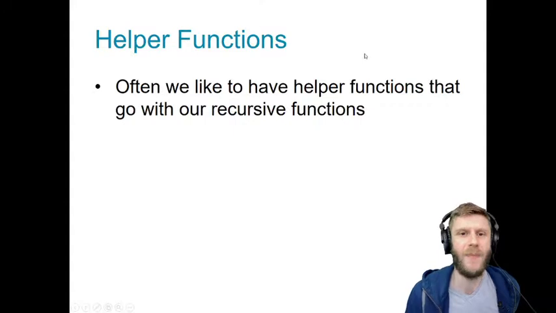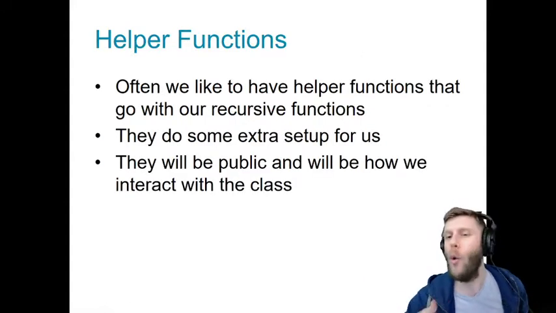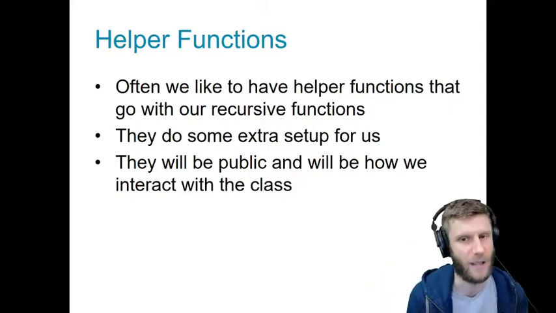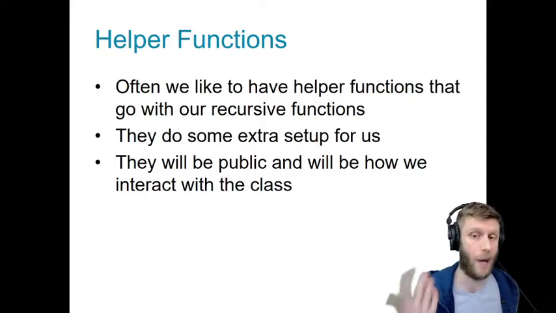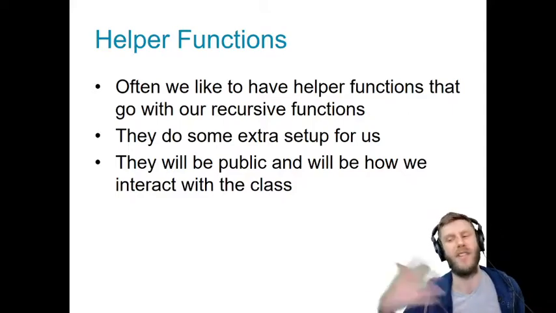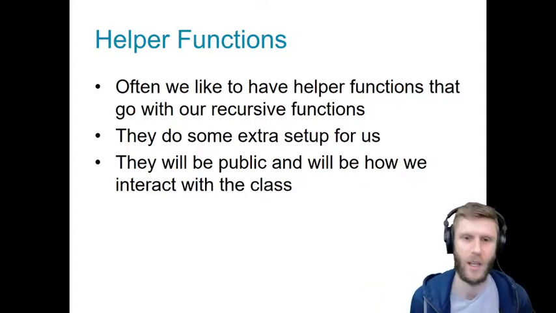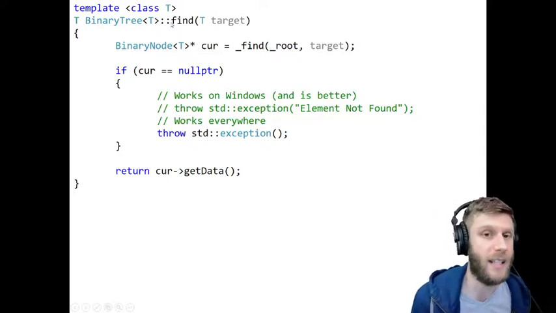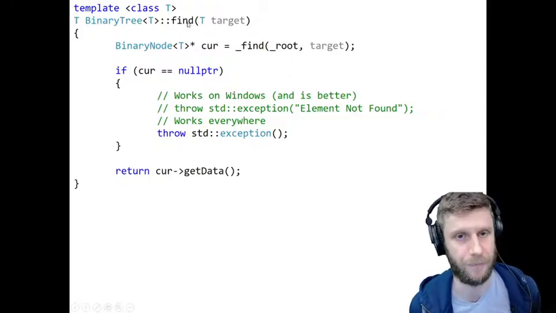But often we will write these helper functions that go with these recursive functions because they might do some extra setup for us to make things just a little bit easier. So they're going to be the ones that are public, and we're going to usually make our helper functions private. The helper functions are more for this class to do what it needs to do, not for other people to use directly. So for example, here's my find, but it's a different find because it doesn't have the underscore, and this is going to be a public function.